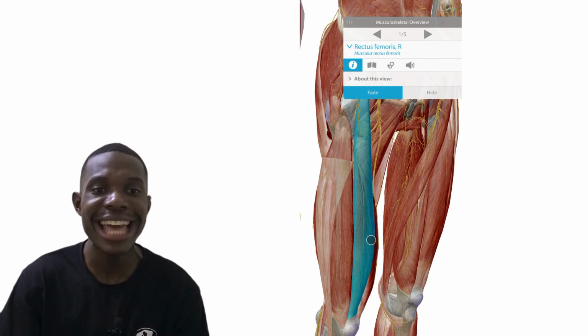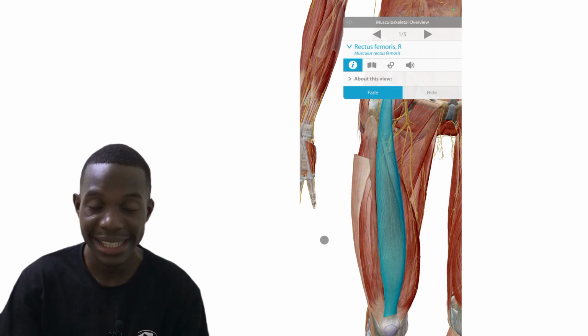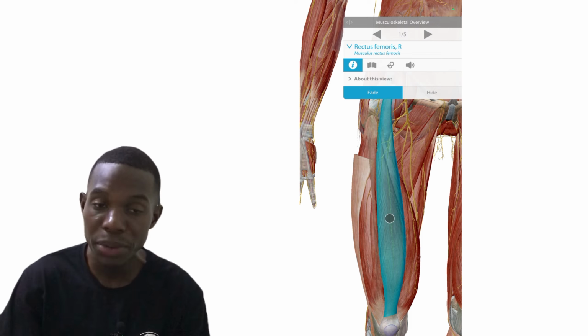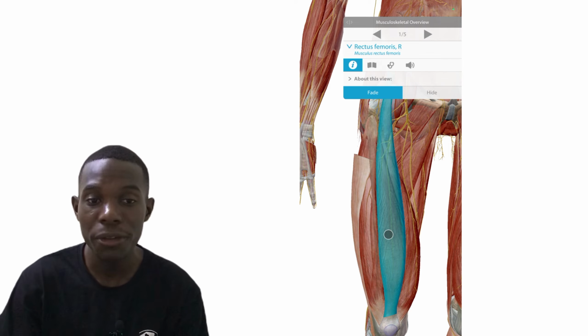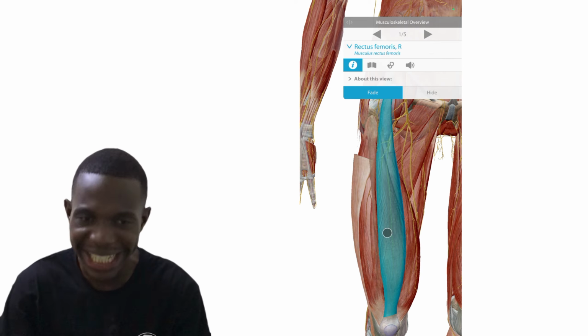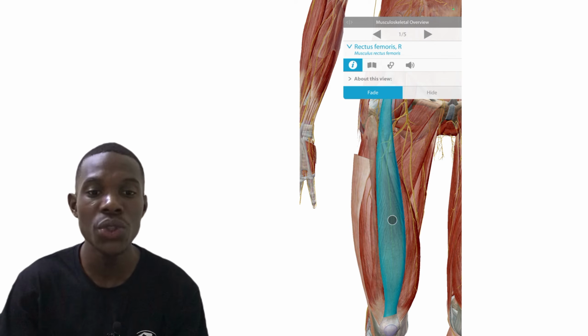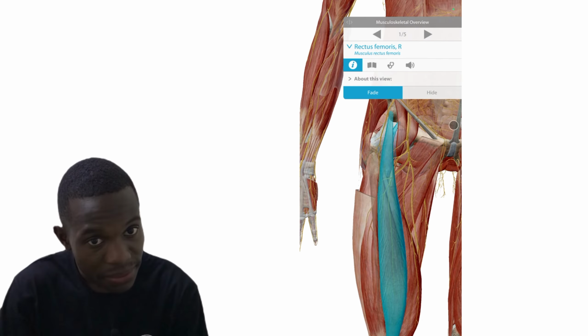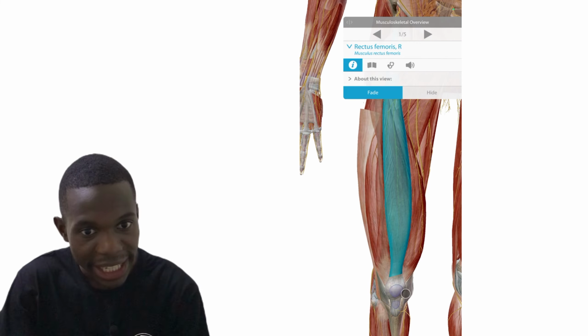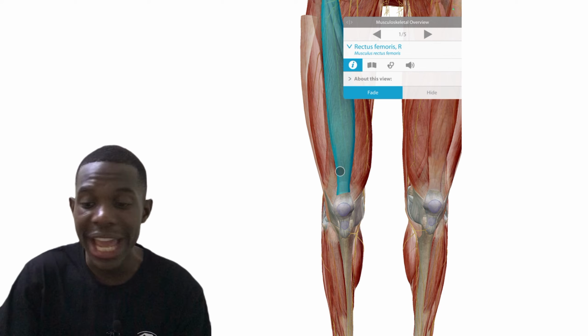So you need to take note of this. In the anterior compartment, we only have two muscles, mind this, two muscles that cross the hip joint as well as the knee joint. One of them is the sartorius, the second is the rectus femoris. And the rectus femoris is the only muscle in the quadriceps group that crosses the hip joint. I think you're getting it, right? So which means it is going to have actions on the hip joint and action on the knee joint. So as you can see, let's go to the action on the hip joint.